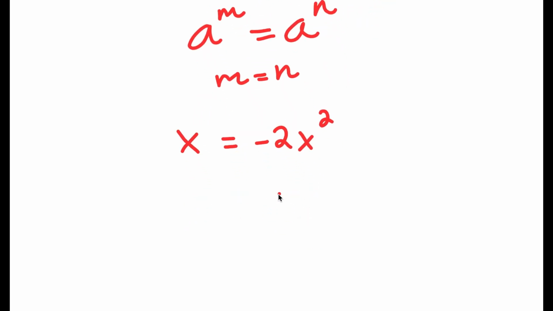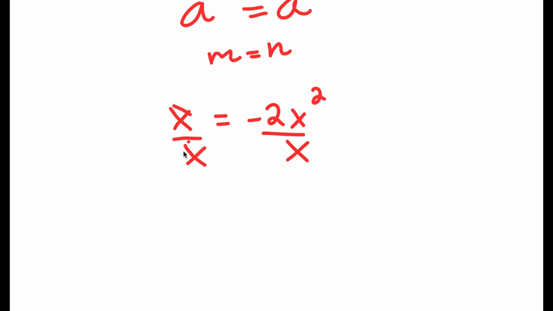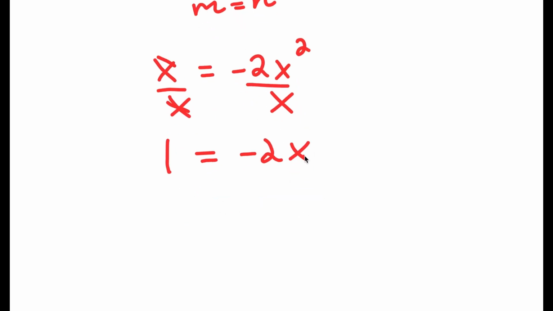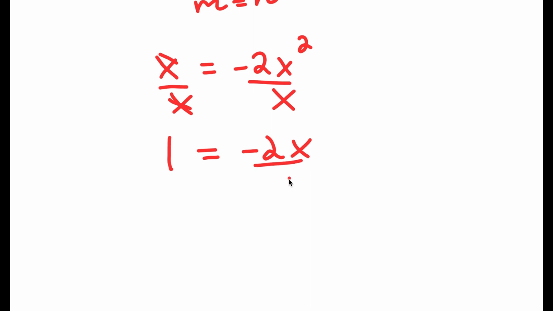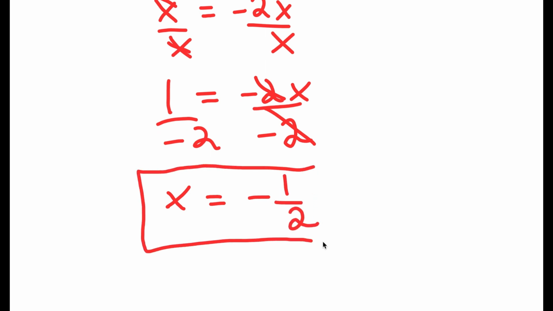And to solve this, I'm going to divide both sides by x. So these two cancel out, and I get 1 is equal to negative 2 times x. And now we have a simple equation. All I have to do is divide both sides by negative 2 because we want to isolate x. And I'm left with x is equal to negative 1/2. So this is my answer to this problem.